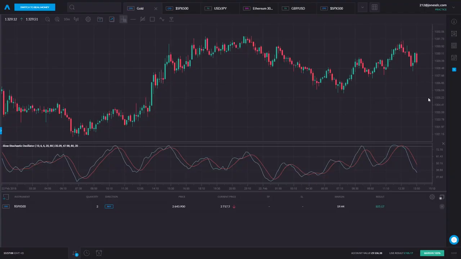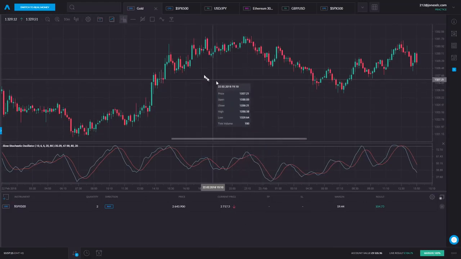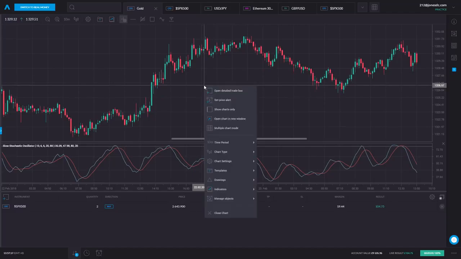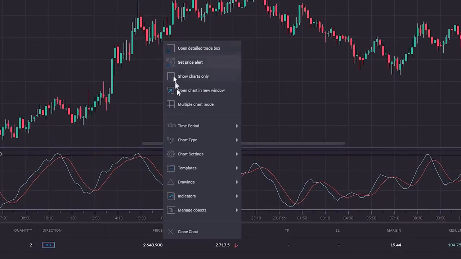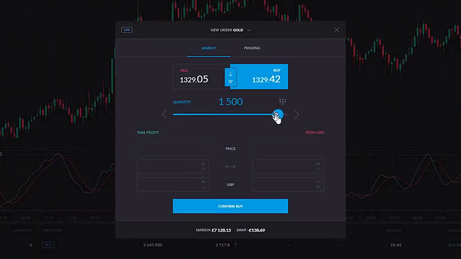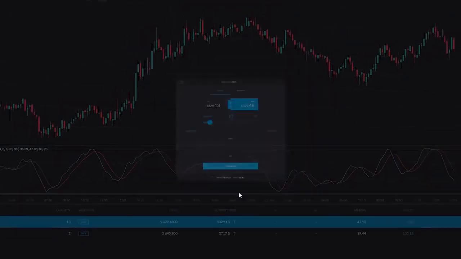So we're now on the demo version. There's an old trade in there. I can't remember why I did that, maybe for a previous video. So that's still going. But let's say I want to trade gold, but I'm not sure how much I want to risk. Let's bring up the detailed trade box for gold. I'm going to do a demo trade to help me figure out what a 1 point movement in gold is. So I'm going to buy 10 of gold, 10 units, confirm buy.